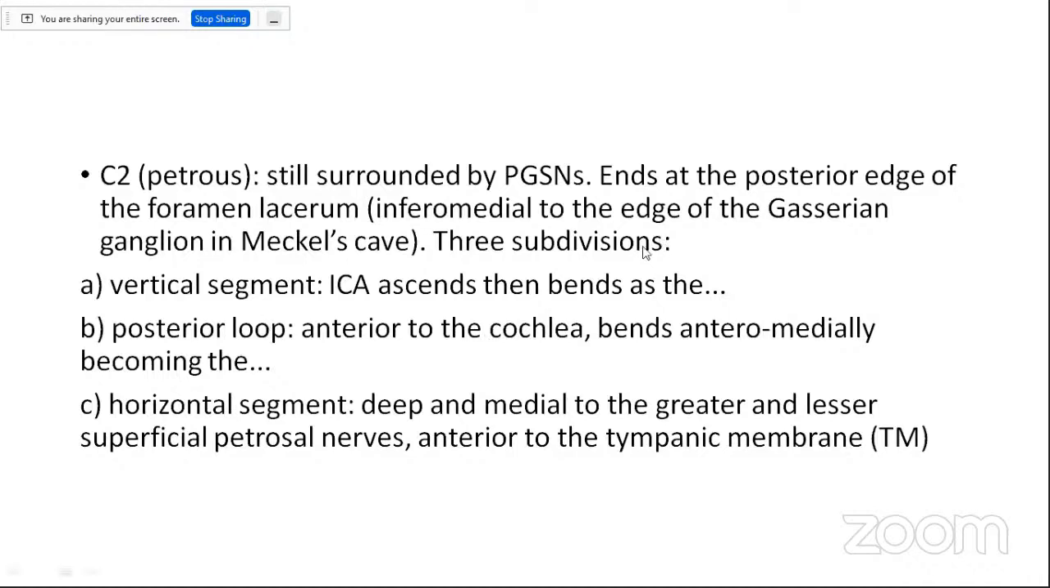So it has basically three subdivisions. It has a vertical segment, it has a posterior loop, and it has a horizontal segment. The petrous part has a vertical segment when the ICA is ascending into it, and then as it bends, it becomes the posterior loop, which is anterior to the cochlea. And then it has a horizontal segment, which is deep and medial to the greater and lesser superficial petrosal nerves, and it is anterior to the tympanic membrane. We'll be seeing this diagrammatically.